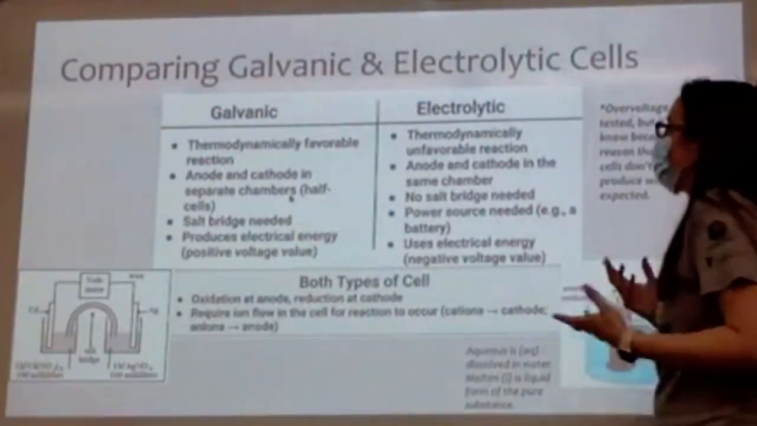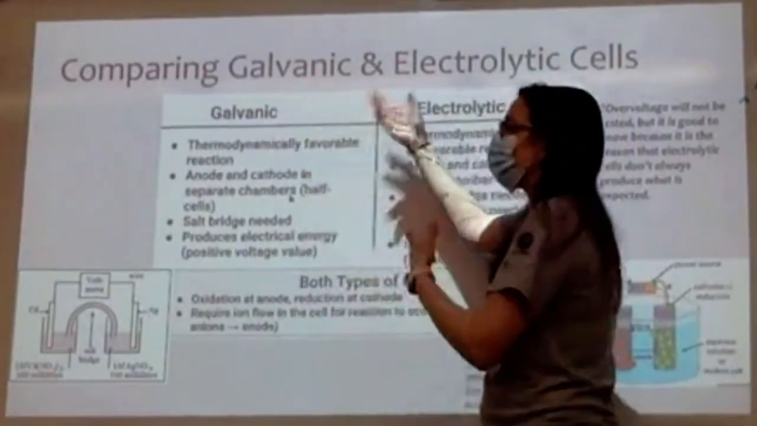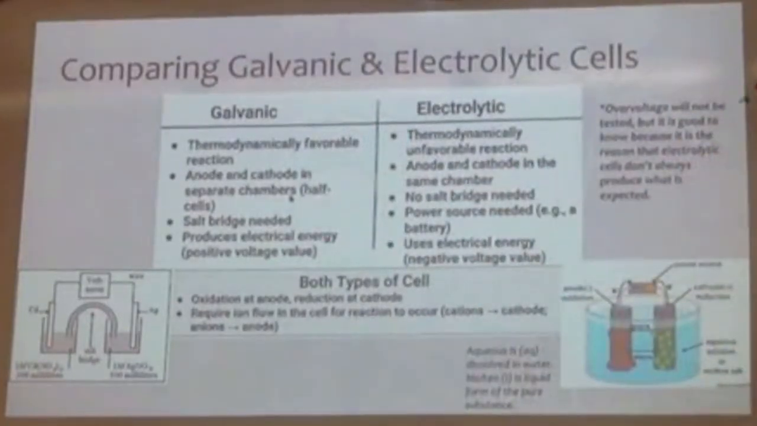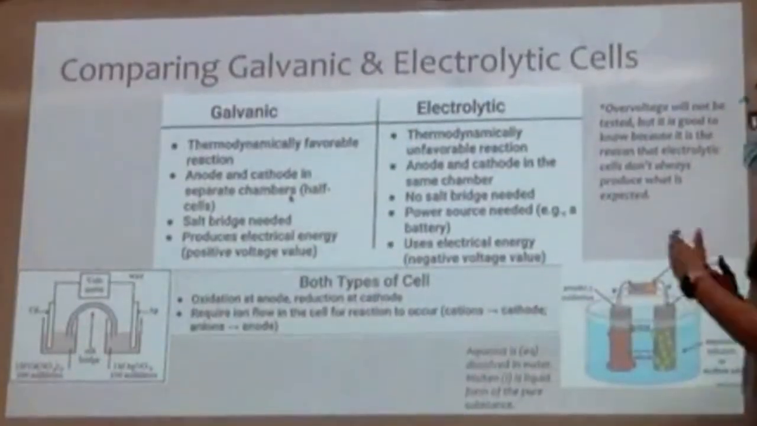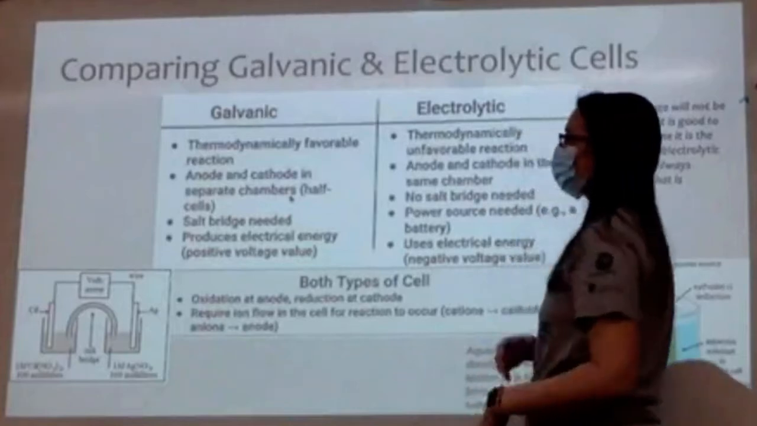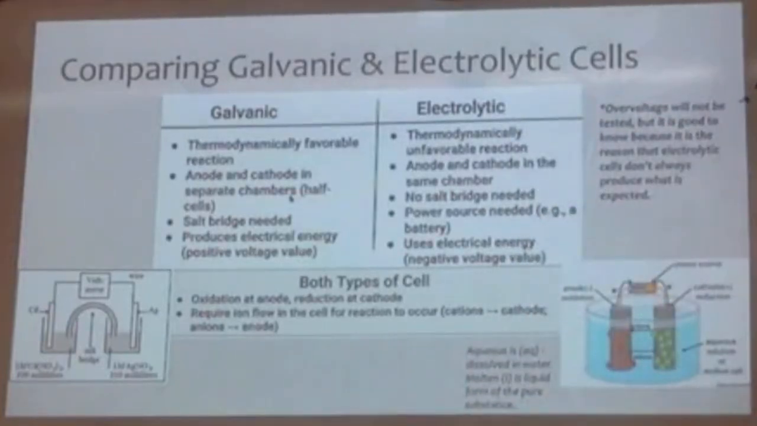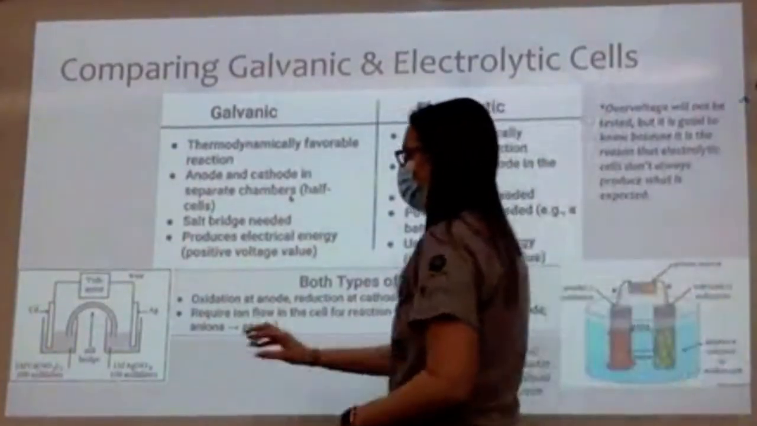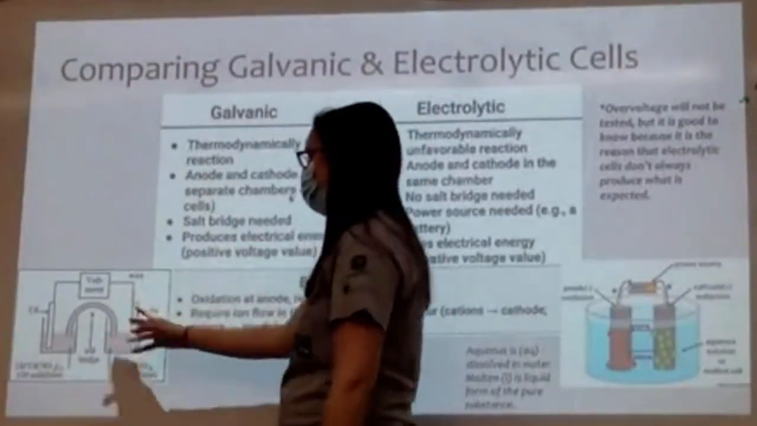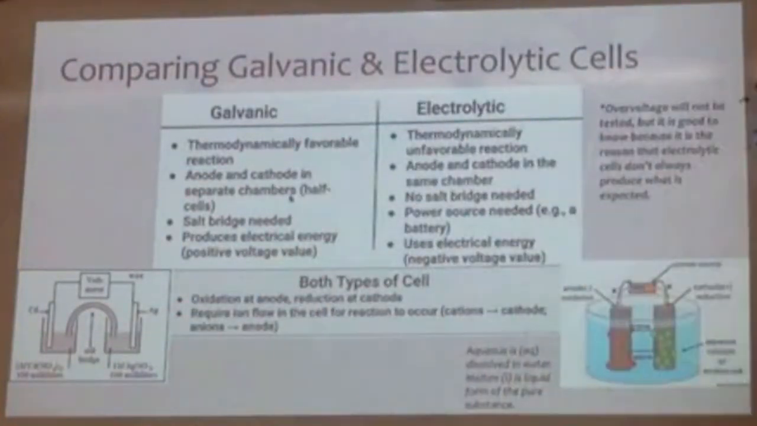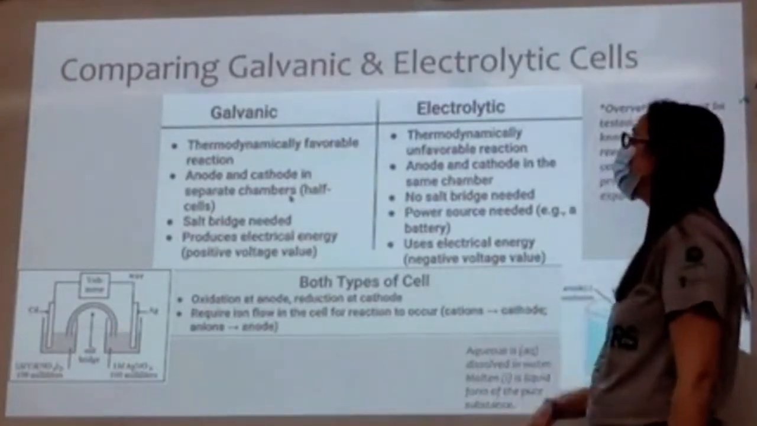The difference between the two types of cells, galvanic, remember that's Voltaic. Those are the cells we've been working with so far. It's a thermodynamically favored reaction, so it's spontaneous. We have the anode on one side, the cathode on the other. They're separated by a salt bridge, and it produces electrical energy. It's a positive voltage because it happens on its own.